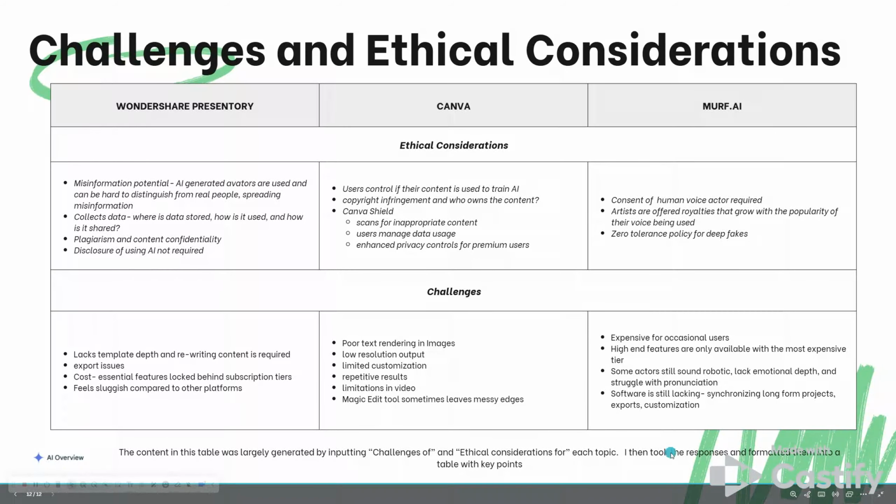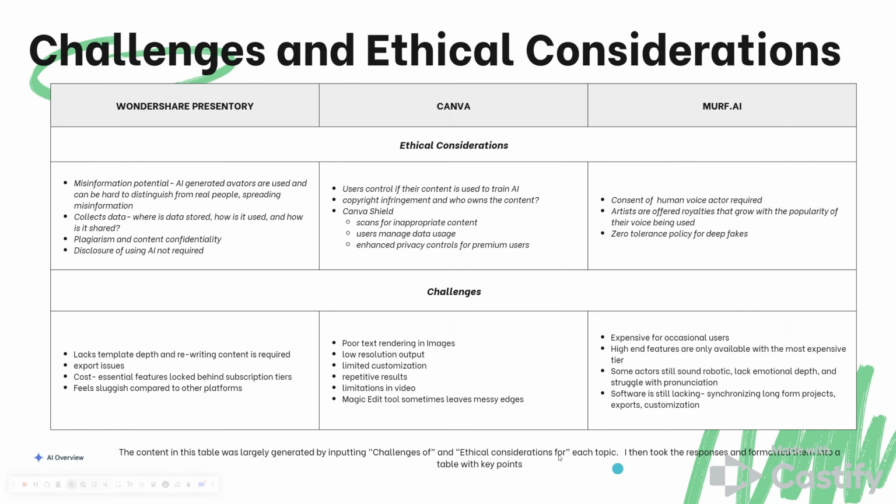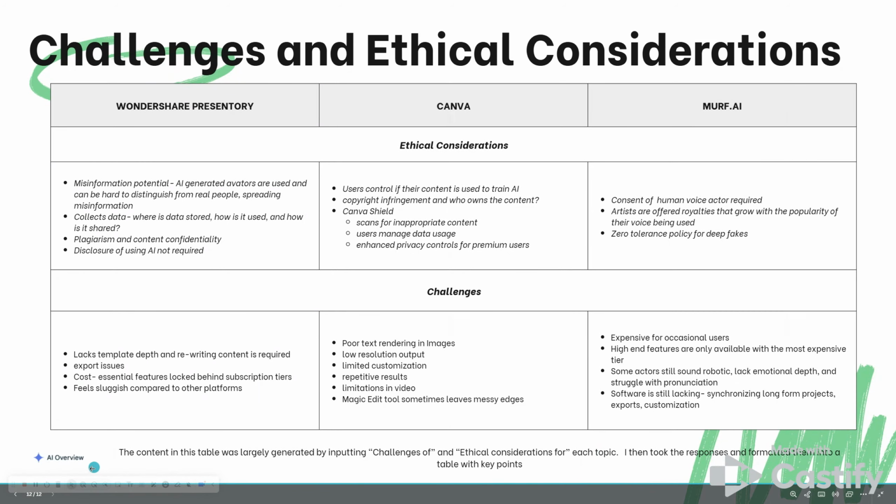Along those lines, there are always challenges and ethical considerations. For the challenges and ethical considerations with the three media, I actually put it into the Google AI, and I went ahead and put a disclaimer. The content in this table was largely generated by inputting challenges of and ethical considerations for each of the different media. I took the responses and formatted them into a table with key points.